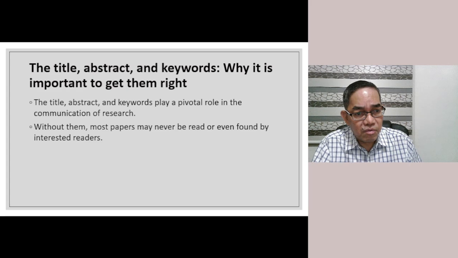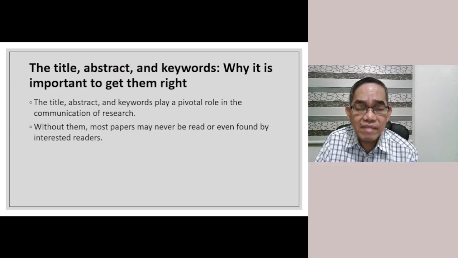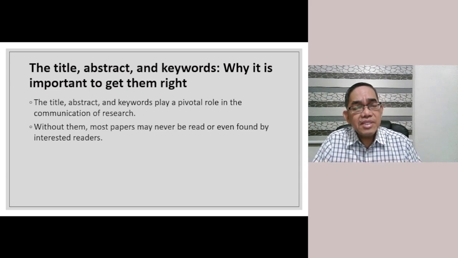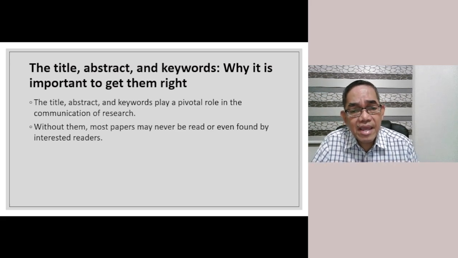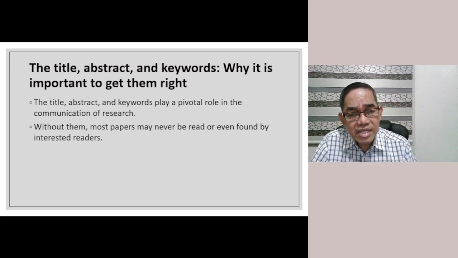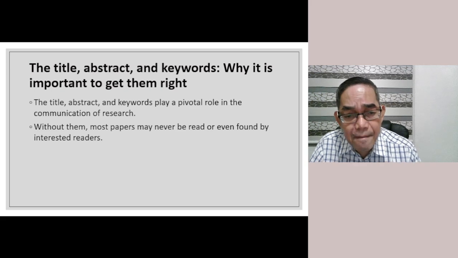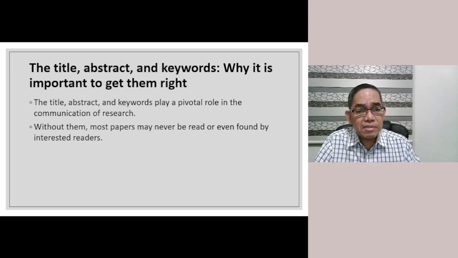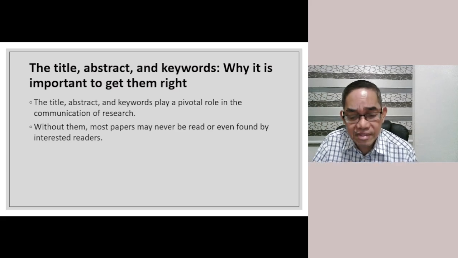So, the title, the abstract, and the keywords: why is it important to get them right? They play a pivotal role in the communication of research. Without them, most papers may never be read or even be found by interested readers.